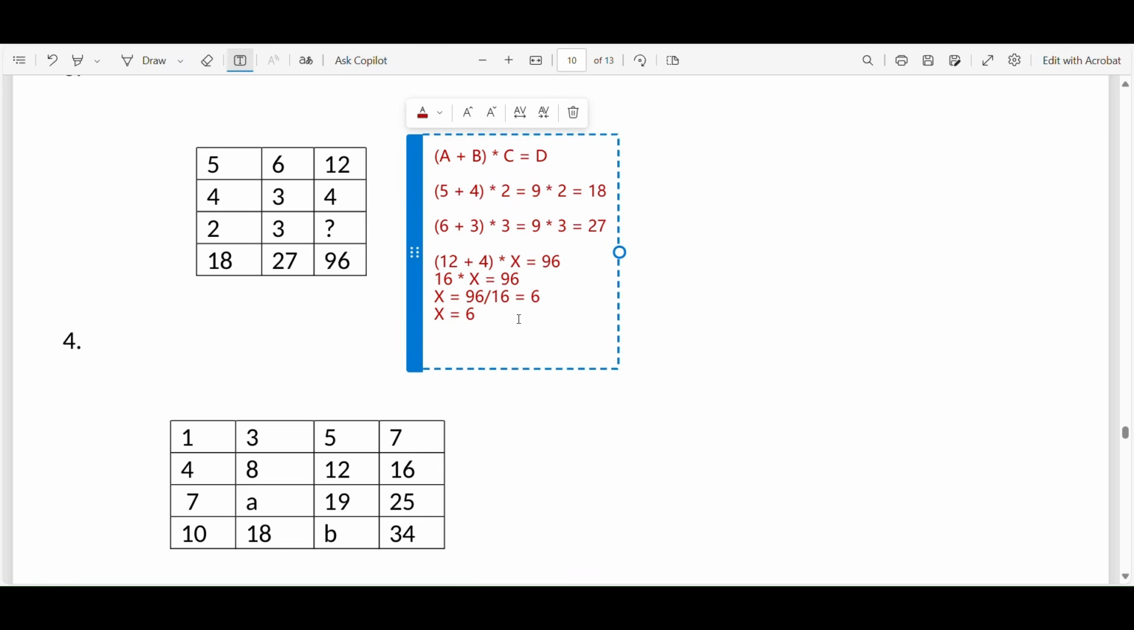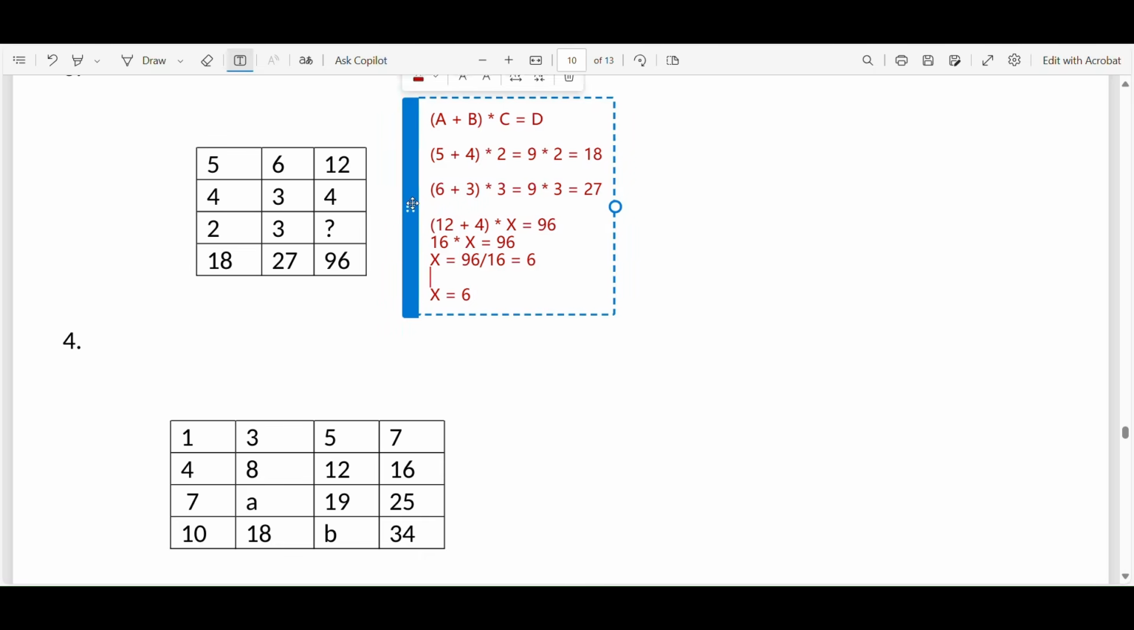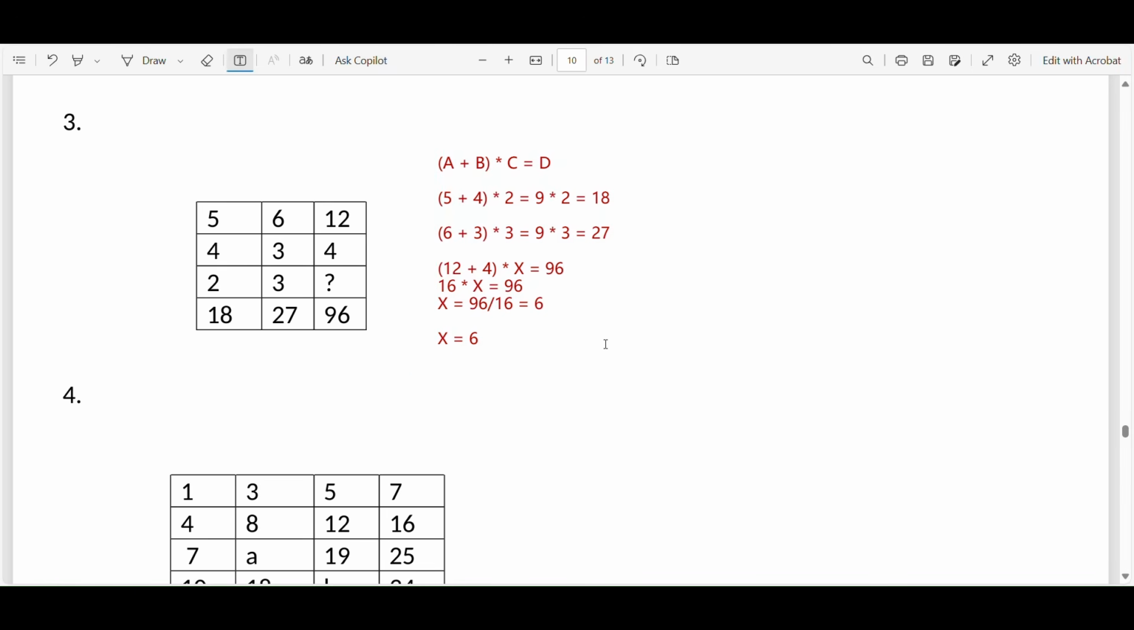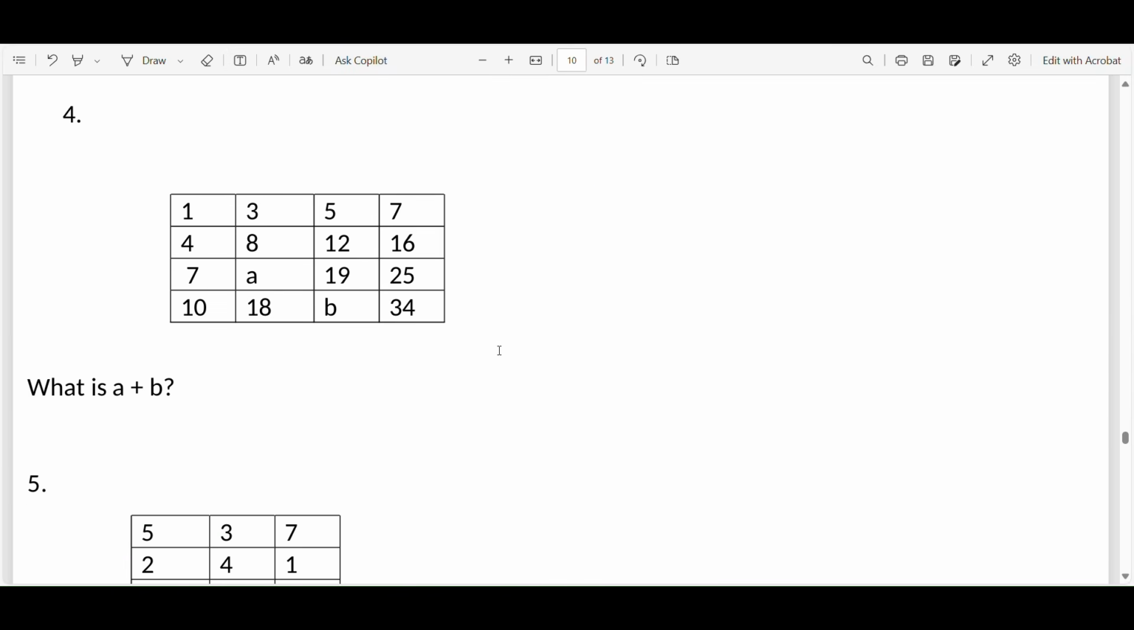So this is the final answer. Yes, this is the final answer for this question. The value of this empty box is 6. Okay, so when you go to the next question, we are having another question now.